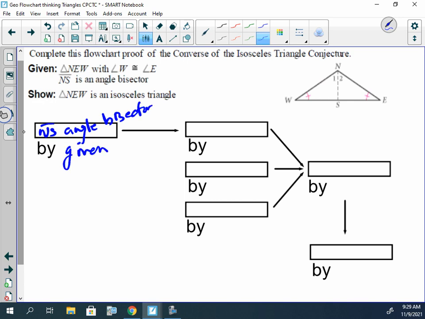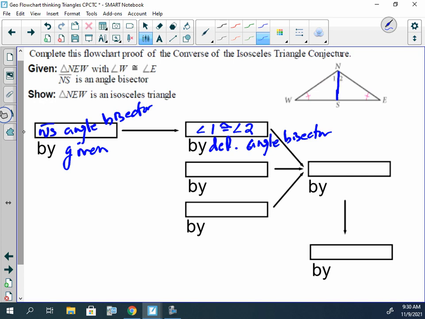Not really started it out by itself. And I wouldn't put angle W as congruent to angle E, because since NS is an angle bisector, do we get information from it? Well, yeah, an angle bisector bisects an angle into two congruent angles. It cuts it in half. So knowing that NS is an angle bisector, it's going to cut the angle at N into two congruent parts. It's really just telling me that angle 1 is congruent to angle 2. Definition of angle bisector.